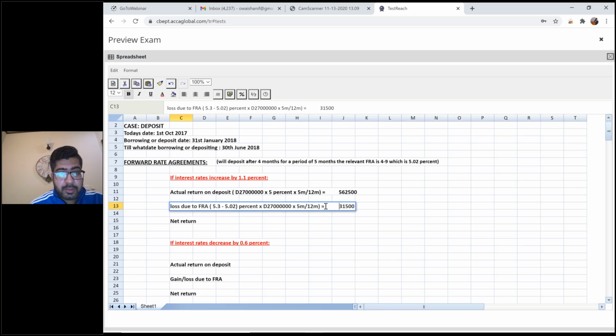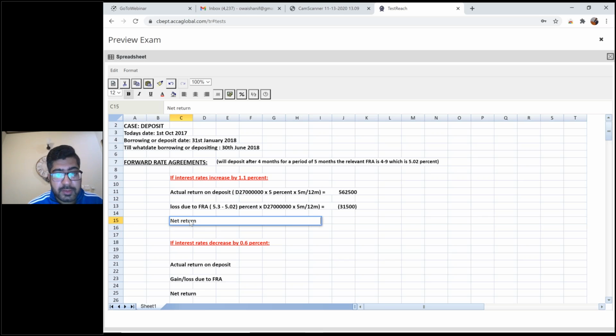Is the loss added or deducted? It depends. In the above statements, it's a return and you get a loss. So loss is likely to reduce your return, therefore you deduct it. The net answer which you will get is 531,000.